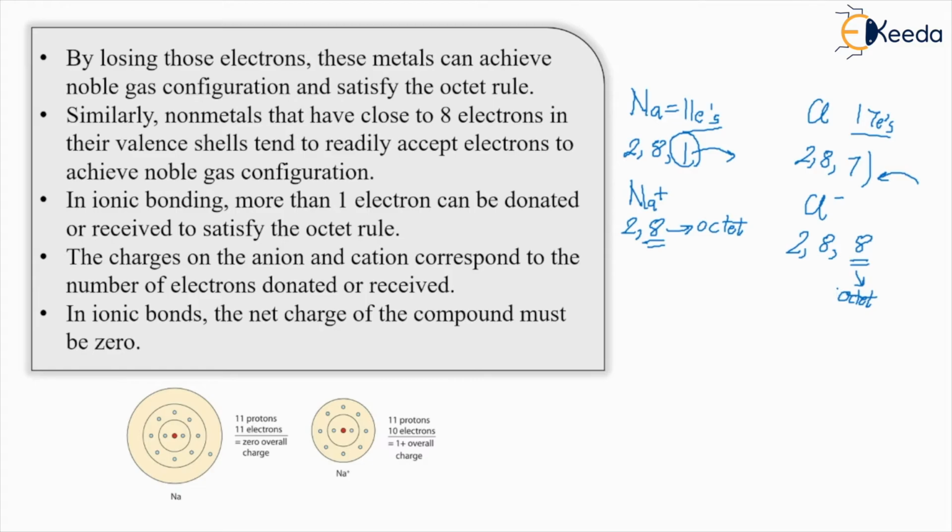In ionic bonding, more than 1 electron can be donated or received to get the octet. The charges on the anion and cation correspond to the number of electrons donated or received. In ionic bonds, the net charge of the compound must always be 0. So Na plus and Cl minus. What will happen if I have Na plus Cl minus? The plus and the minus will cancel off. The net charge on the compound will be 0, NaCl.